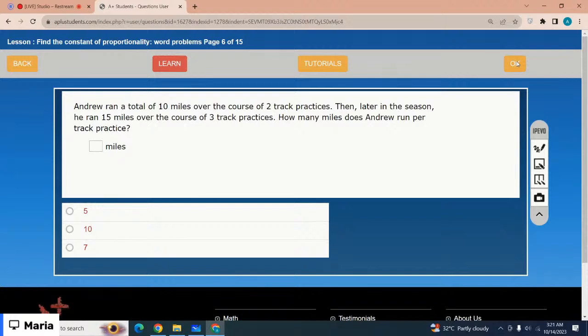Okay, the next one is Andrew ran a total of 10 miles over the course of 2 track practices. Then later in the season, he ran 15 miles over the course of 3 track practices. How many miles does Andrew run per track practice? Which is the correct option?